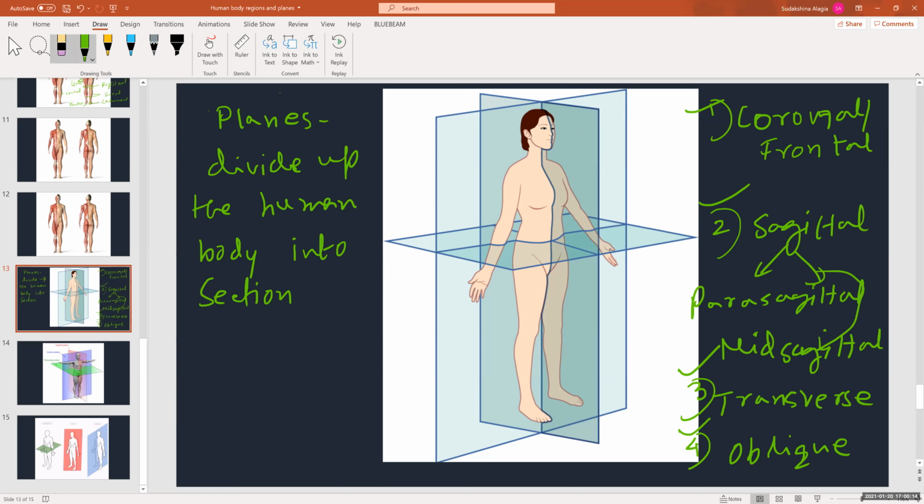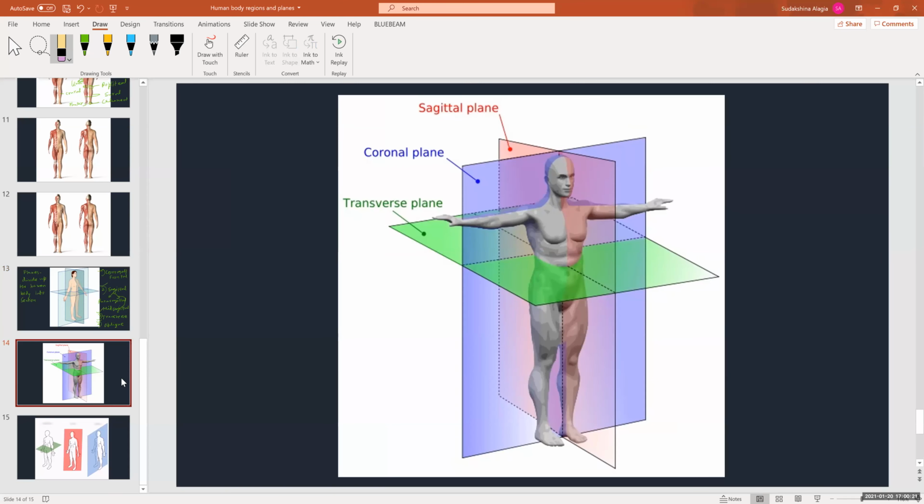So coronal or frontal plane. Basically, coronal or frontal plane is one that divides the human body into a front and a back section. What's in purple color here? This is a front and a back. So coronal plane divides the human body into two sections, a front and a back. You can also say an anterior plus a posterior section, that is coronal plane.